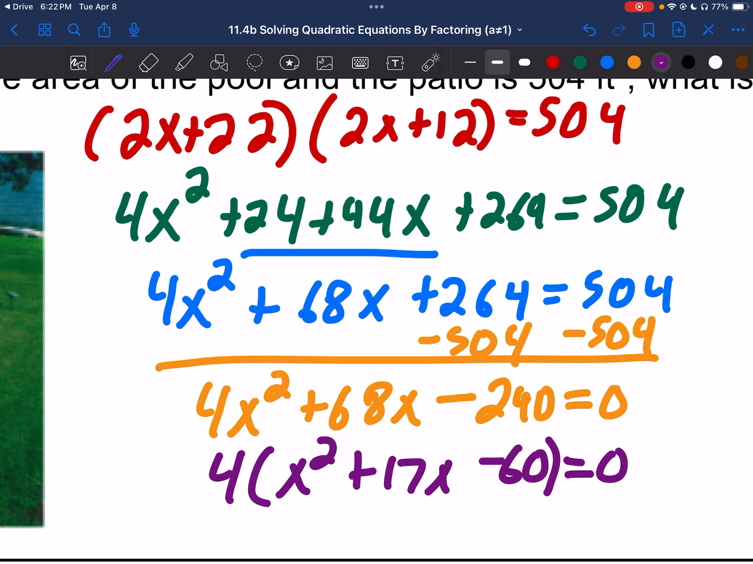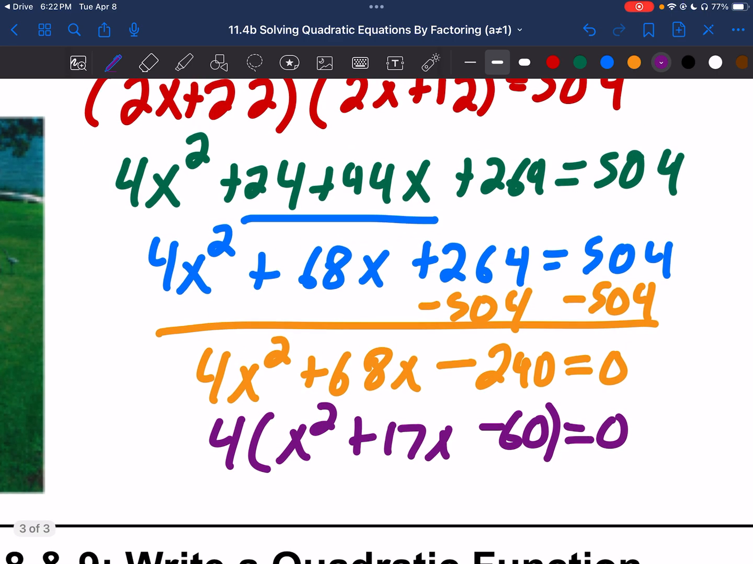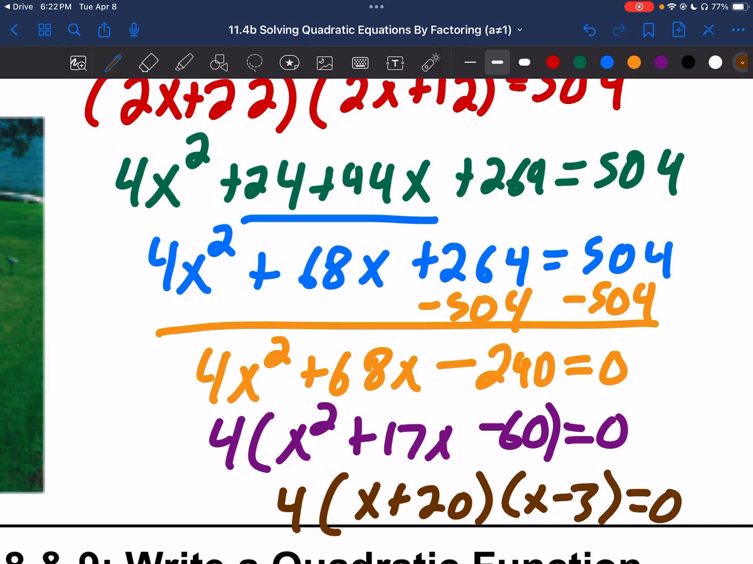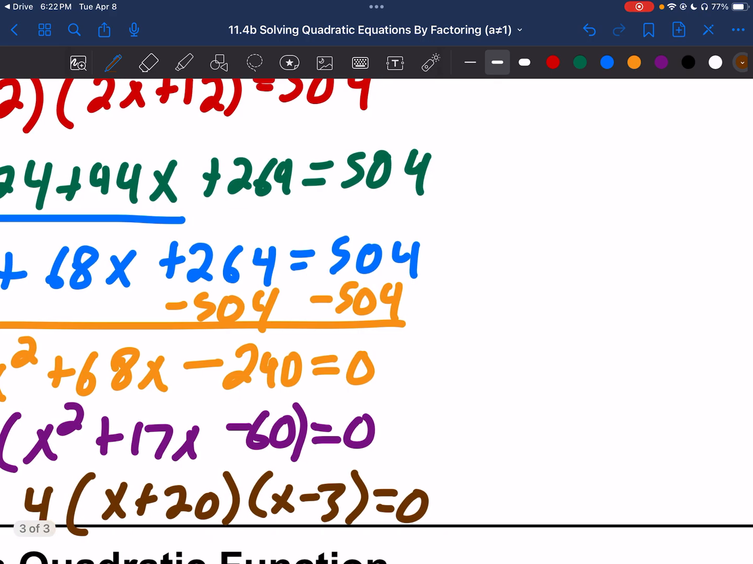And when I factor that, we're looking for factors of negative 60 that add up to 17. We've got x plus 20. We have x minus 3. Which one of those is going to give me a reasonable solution? Well, x plus 20, my solution is x equals negative 20. And x minus 3, my solution is x equals 3. Which of those is the reasonable width for a walkway? It is then 3 feet. So 3 feet is your answer for this one.